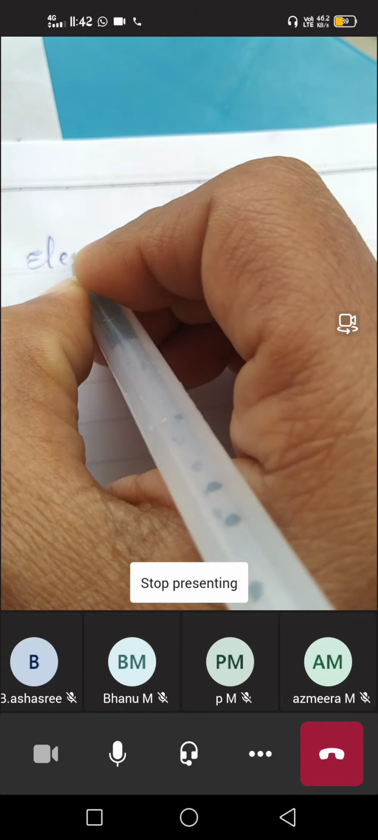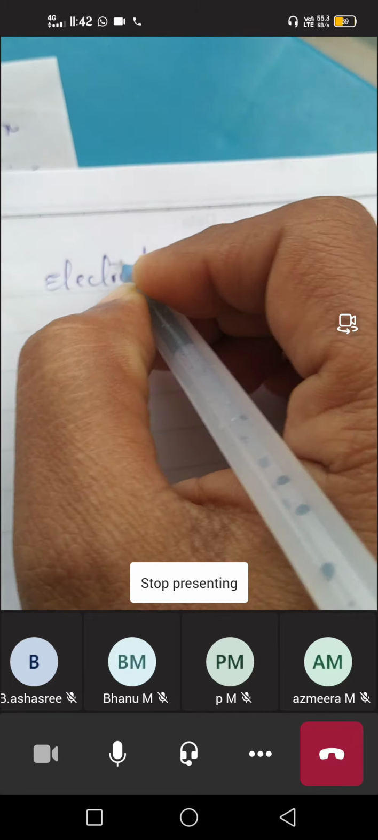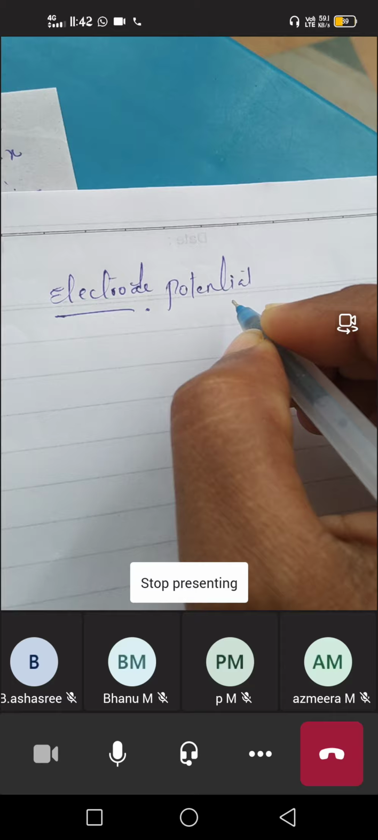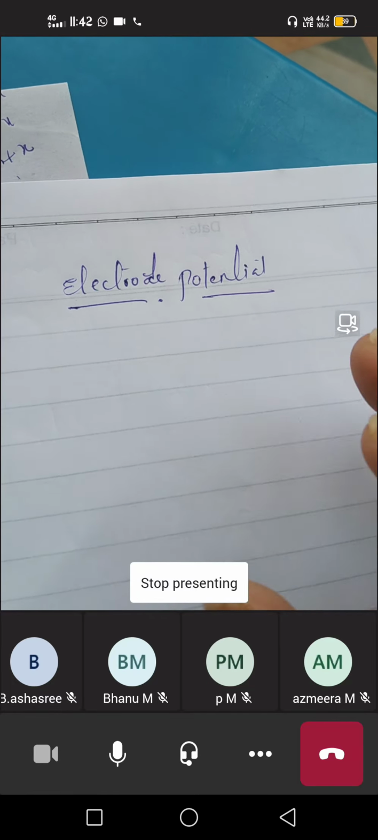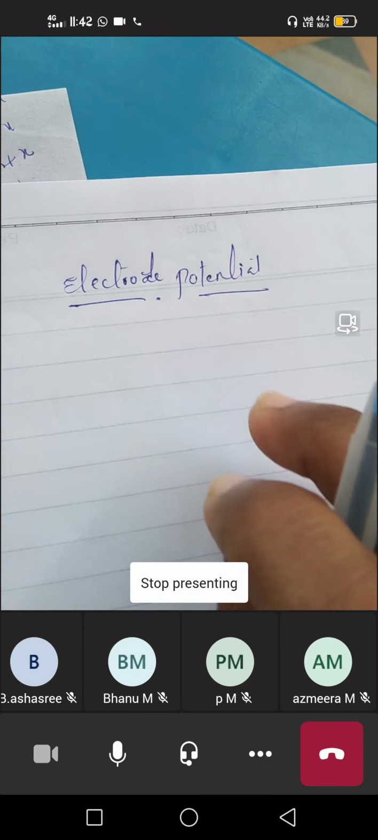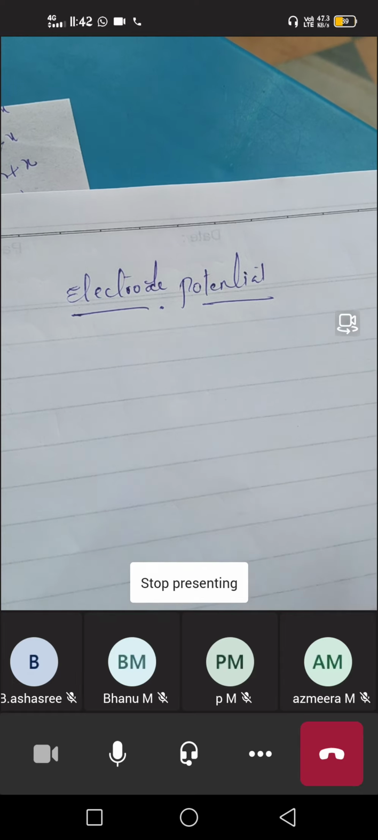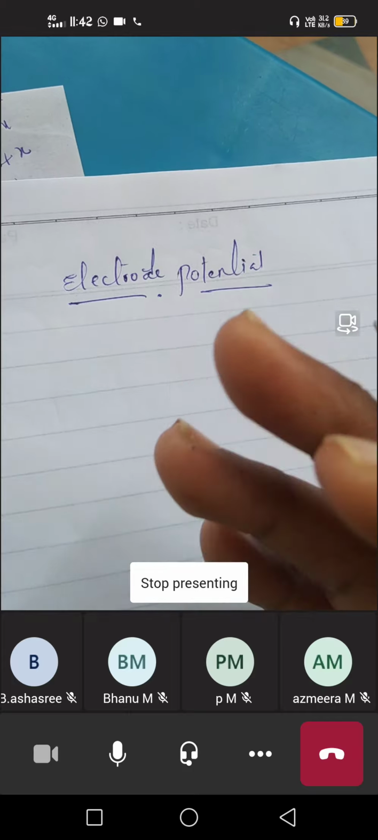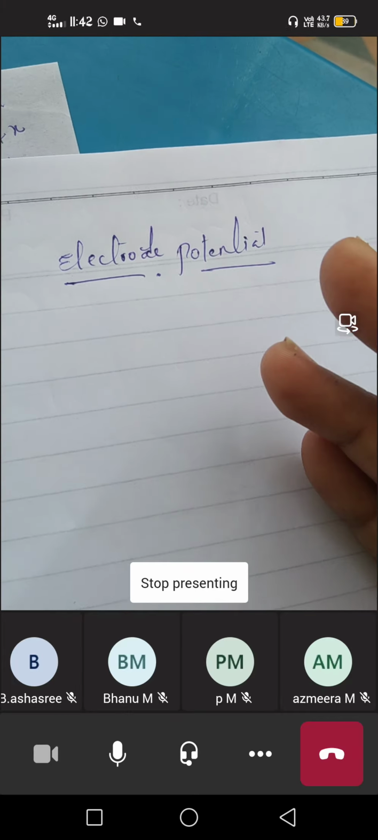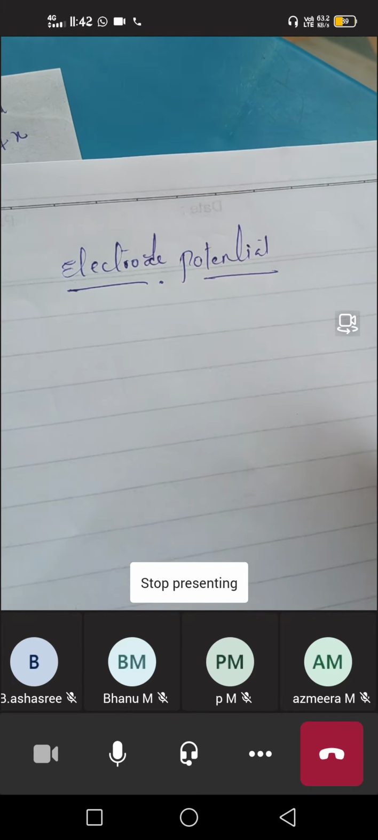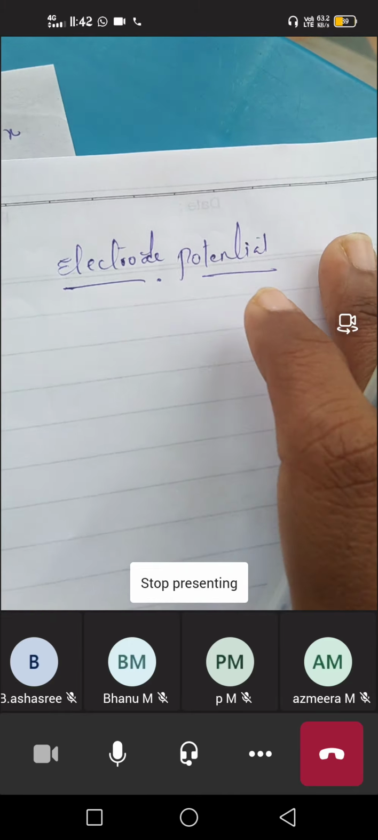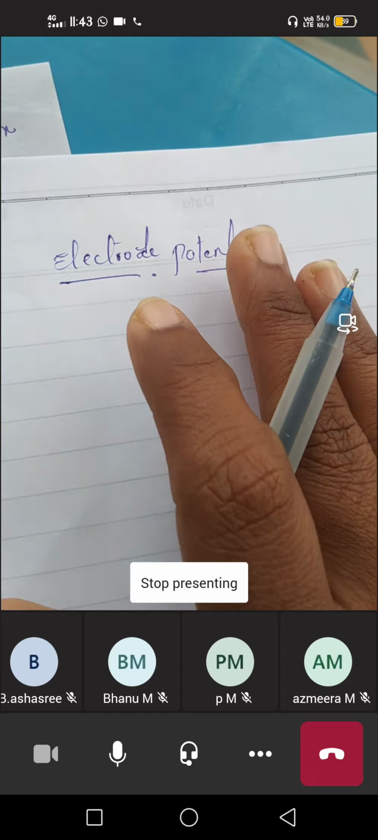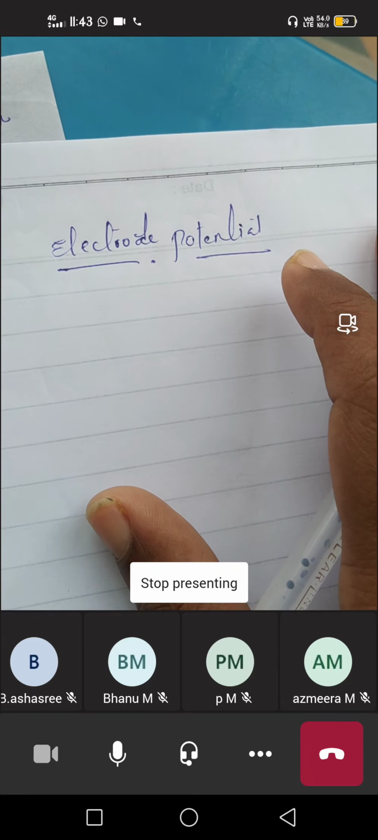Our next topic is electrode potential. Actually, the next topic in this particular unit is the stabilities of various oxidation states based on reduction potentials. Before knowing all these concepts, we have to know certain terminology and concepts. That's why I'm starting the class with electrode potential. Before this, we have to know what an electrode is and what potential is.